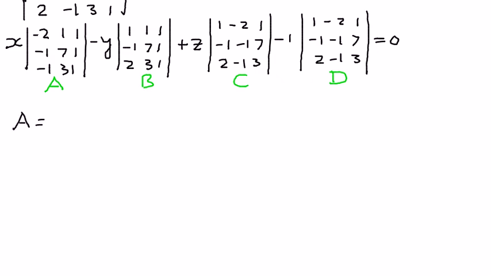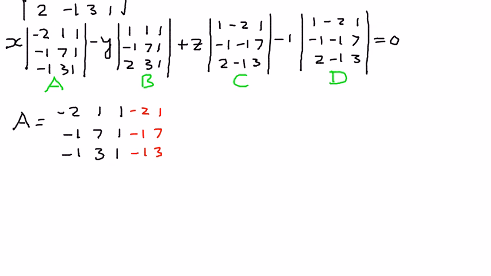I'm going to use the diagonal product method to do this, and the way to write it out is as follows. We're going to write the given elements of the determinant as is: -2, 1, 1, -1, 7, 1, and then -1, 3, 1. And then we're going to add the first column and second column as fourth and fifth columns in here: -2, 1, -1, 7, and then -1, 3.